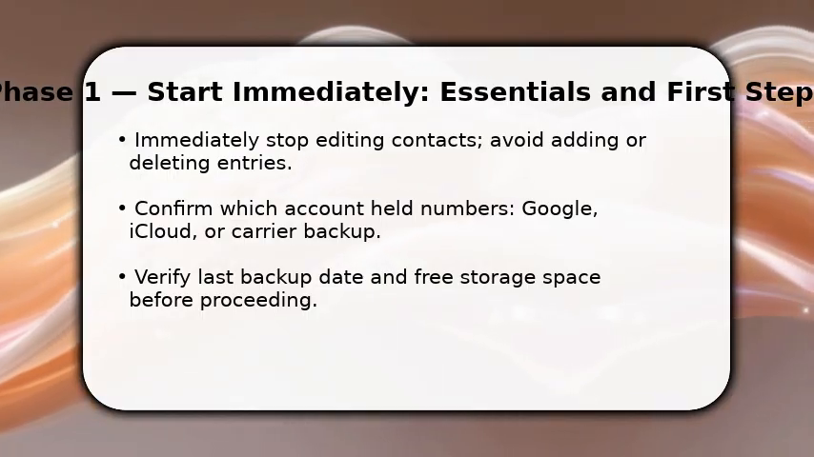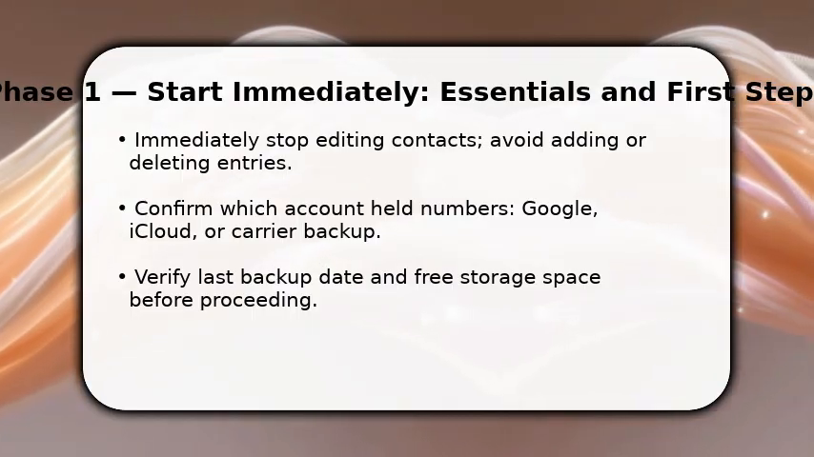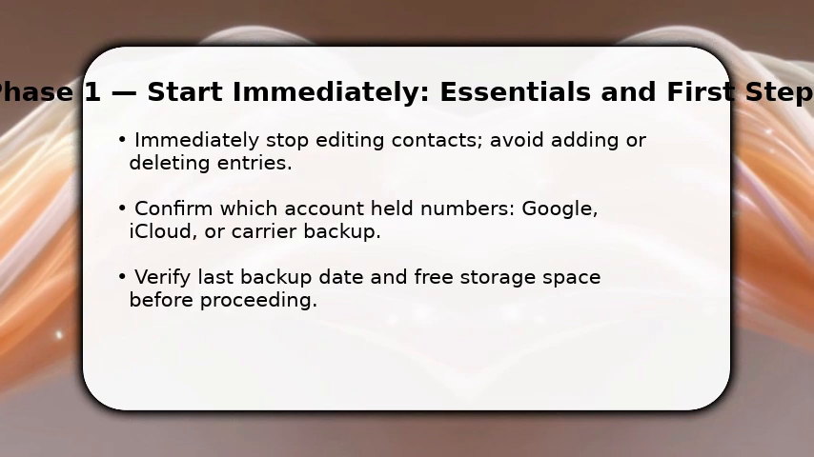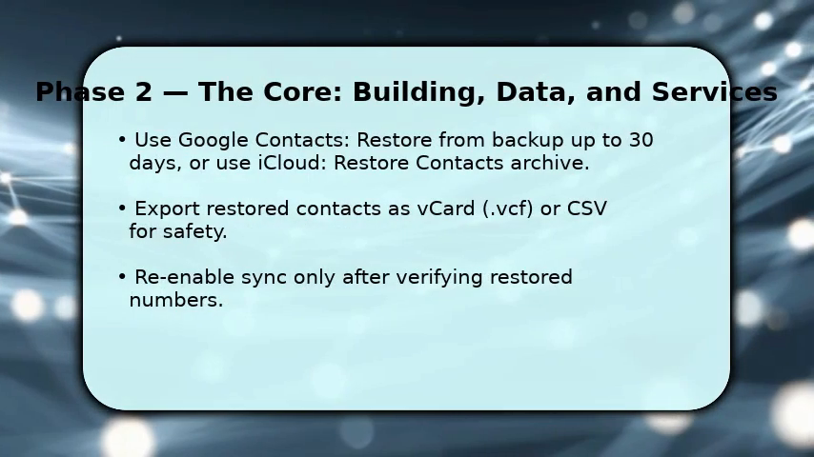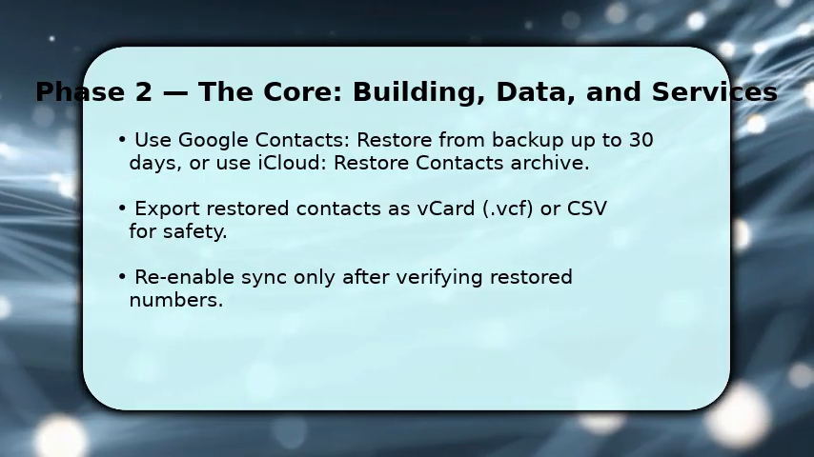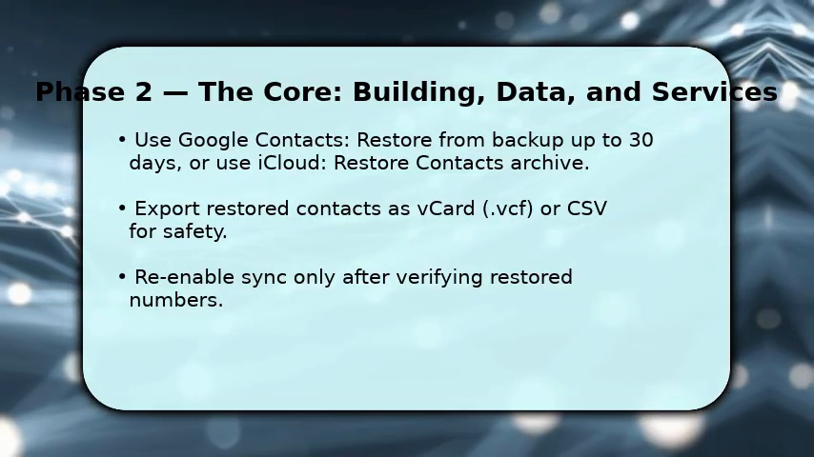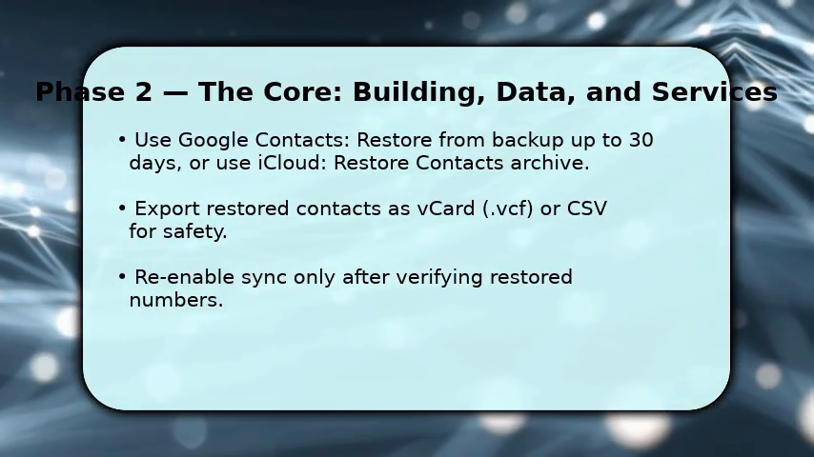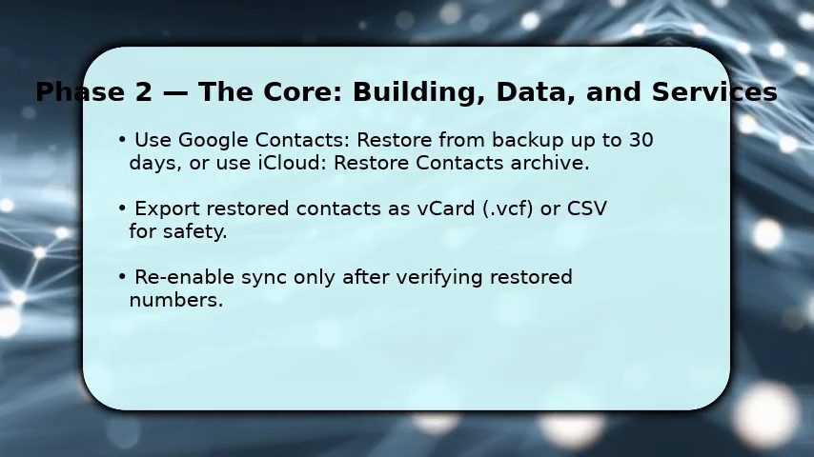Once you confirm the correct account and a suitable backup, prepare the device by turning off automatic sync temporarily so no new changes propagate during recovery. Now perform the actual restore. For Google, open Contacts > Settings > Undo changes, and pick the time before deletion. Google supports up to 30 days. For iCloud, go to Account Settings > Restore contacts, and choose the archive timestamp.